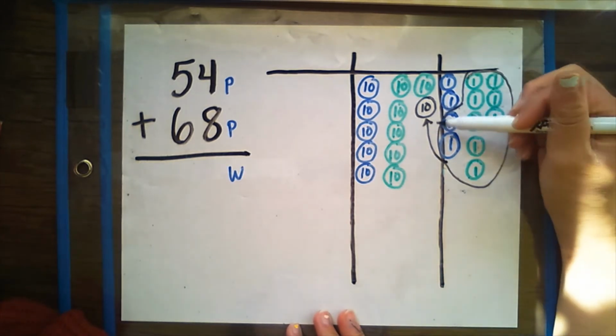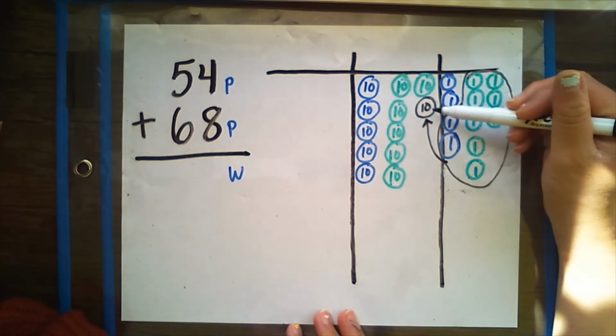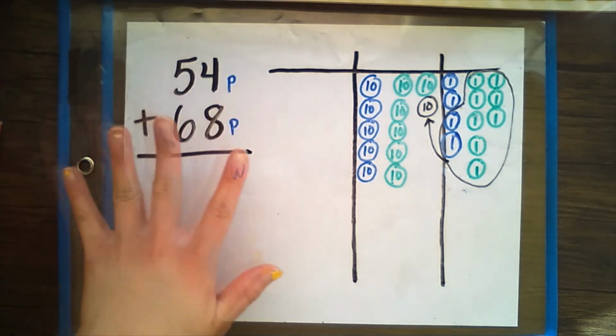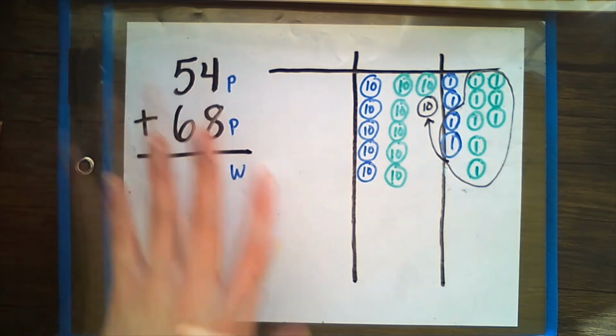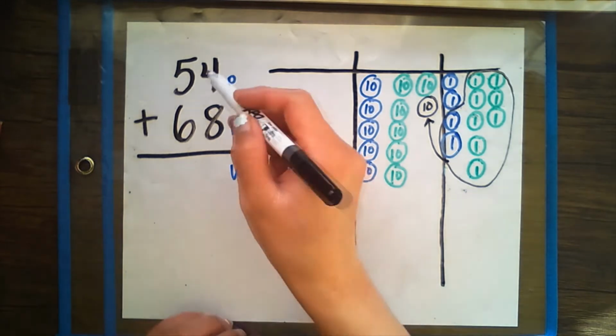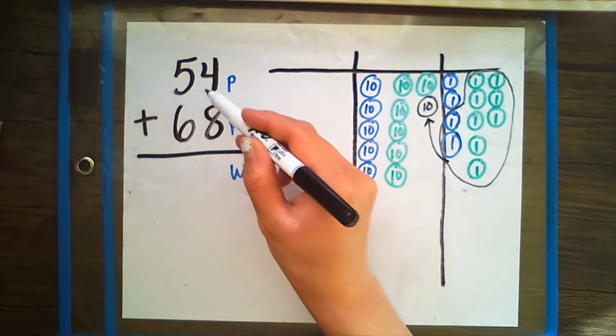We are moving our 10 ones and bundling them to make a new 10 in our tens column. Now I want us to go ahead and pause here so that we can look at our vertical form. This is our vertical form on the side. We're going to use place value language to explain how we know just by looking at the digits in the ones place whether we need to rename or bundle the ones.